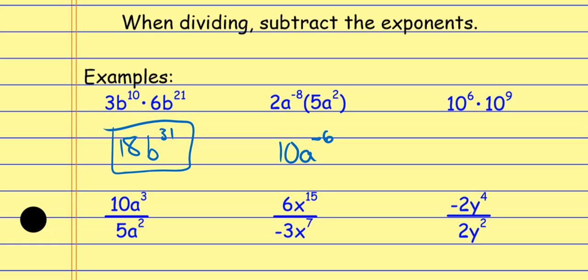We'll look at later how to deal with those. If you remember that now, you send that to the denominator, so it would actually get written as 10 over a to the 6th. I'm going to leave it the way it is for right now, though. Okay? If I look at the next one, it doesn't matter that these are numbers here, all right?